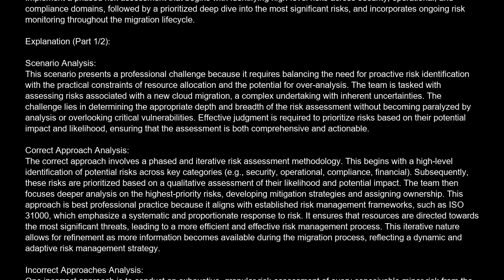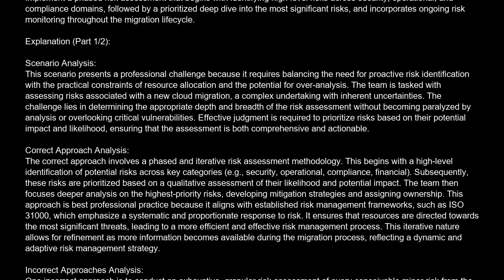Explanation. Scenario analysis. This scenario presents a professional challenge because it requires balancing the need for proactive risk identification with the practical constraints of resource allocation and the potential for over-analysis. The team is tasked with assessing risks associated with a new cloud migration, a complex undertaking with inherent uncertainties. The challenge lies in determining the appropriate depth and breadth of the risk assessment, without becoming paralyzed by analysis or overlooking critical vulnerabilities. Effective judgment is required to prioritize risks based on their potential impact and likelihood, ensuring that the assessment is both comprehensive and actionable.